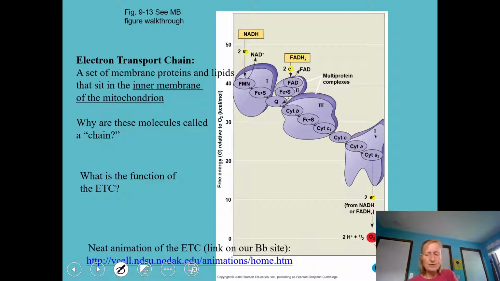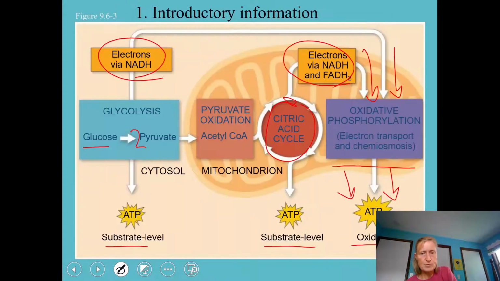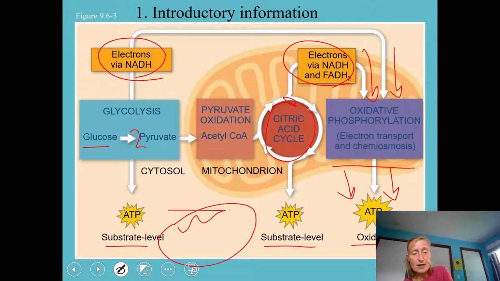So first of all, actually I'm going to flip back a slide. We have to be thinking about where we are. Right now, when we get to oxidative phosphorylation, we're inside a mitochondrion. In fact, we are in the inner membrane of the mitochondrion and in the matrix. So we have an inner membrane and an outer membrane. Most of the things that we're studying today are happening in the inner membrane.